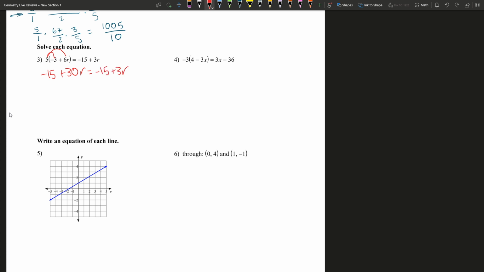I'm going to get all the constants on the right-hand side and all the variables on the left-hand side. So I'm going to subtract 3r from both sides. To get negative 15 plus 27r is equal to negative 15. Then we add 15 to both sides. So we get 27r is equal to 0. So then r is equal to 0.